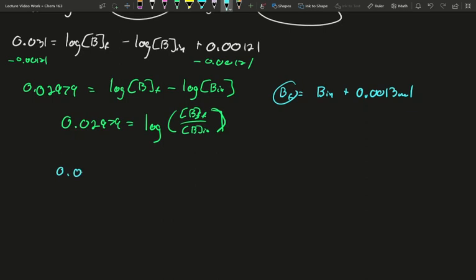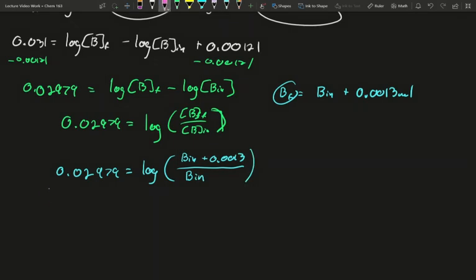So 0.02979 is equal to the log of the base initial plus 0.0013 divided by the base initial.